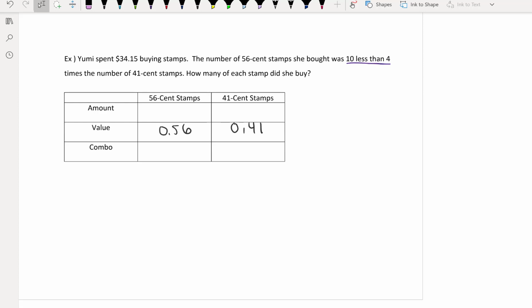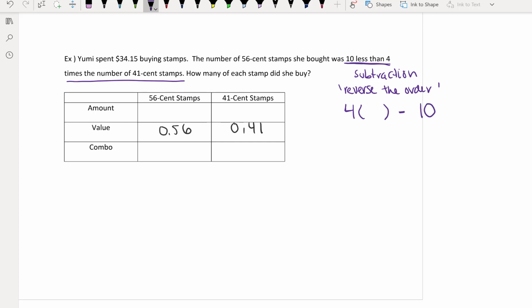So here, what is that 10 less than 4? This tells us subtraction. Not only does it tell us subtraction, but it also tells us to reverse the order. So notice how it has 10 less than 4. That means it's 4 times the number of blah, blah, blah, and I have my subtraction, and 10 is going to come last.